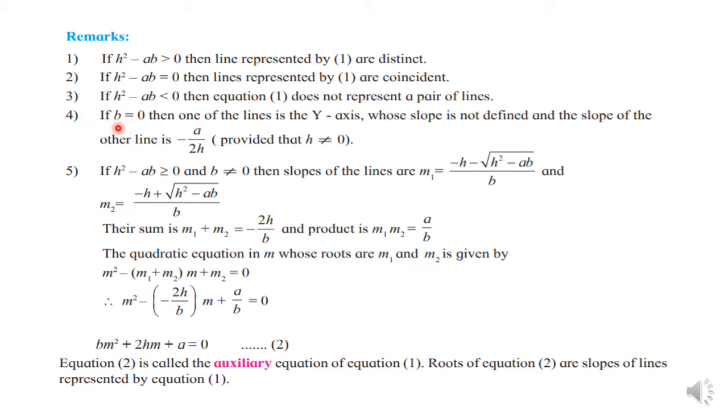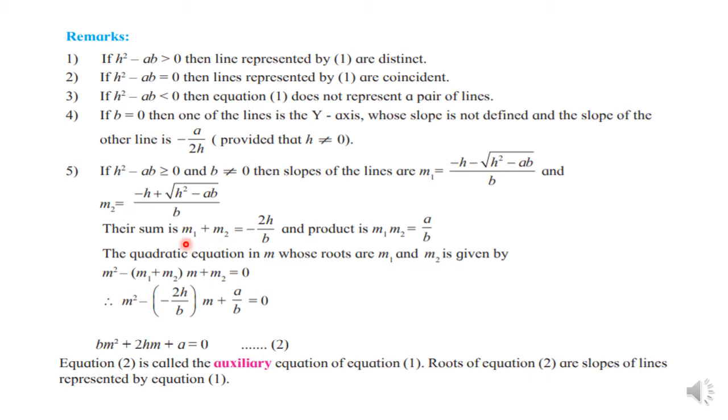Now, the next remark: if b is equal to 0, we saw that one of the lines is the y-axis, whose equation is x is equal to 0 and whose slope is not defined. And the other line has a slope minus a upon 2h. Then the next remark, that is, if h square minus ab is positive or equal to 0, then the slopes of the lines, we already saw what the slopes are, isn't it? They are m1 and m2 like this.